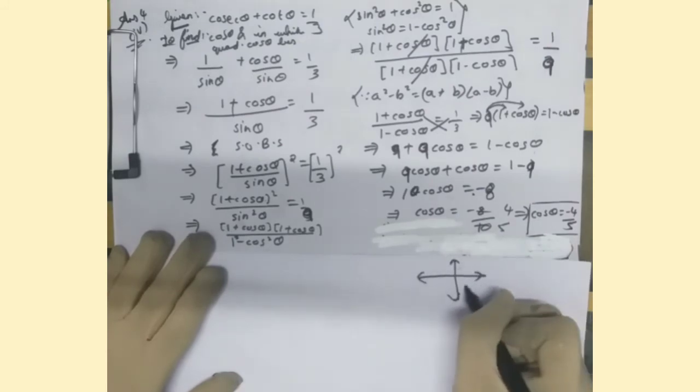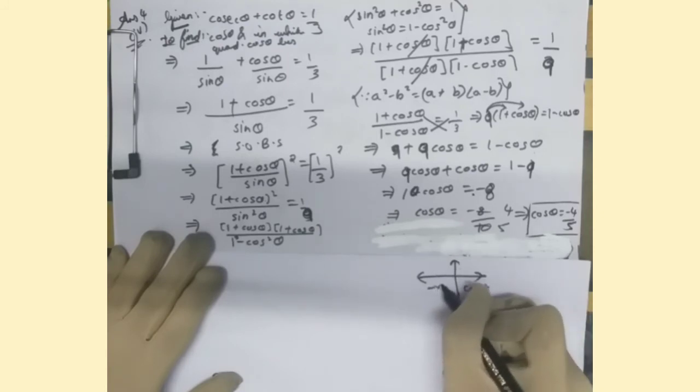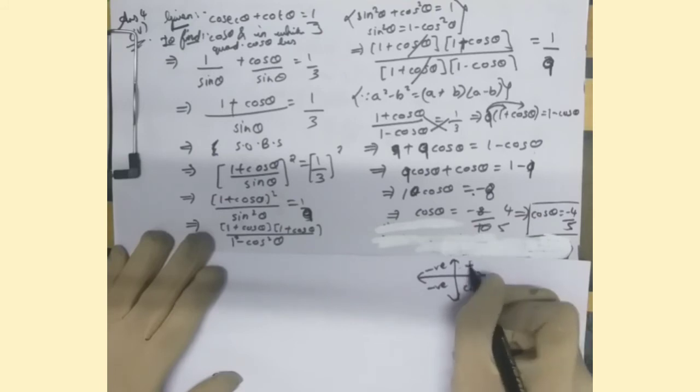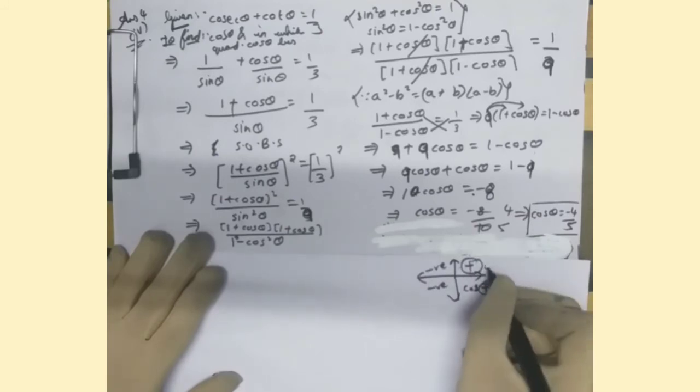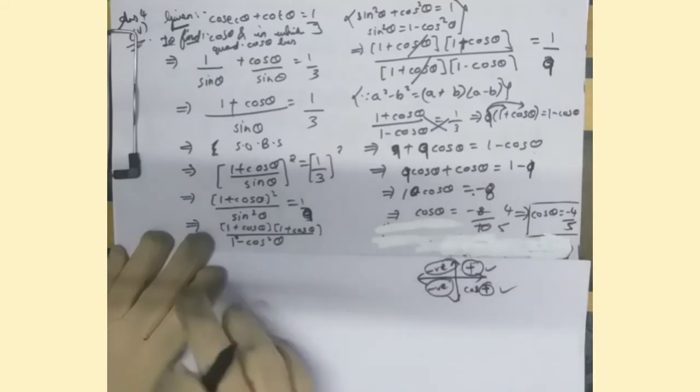I know cos will be positive in the 4th quadrant, cos will be negative in the 3rd quadrant, and cos will also be negative in the 2nd quadrant. The rest, in 1st and 4th, cos will be positive. So whether it will lie in 2nd quadrant or 3rd quadrant, in between these two quadrants how to choose? You have to choose like this.